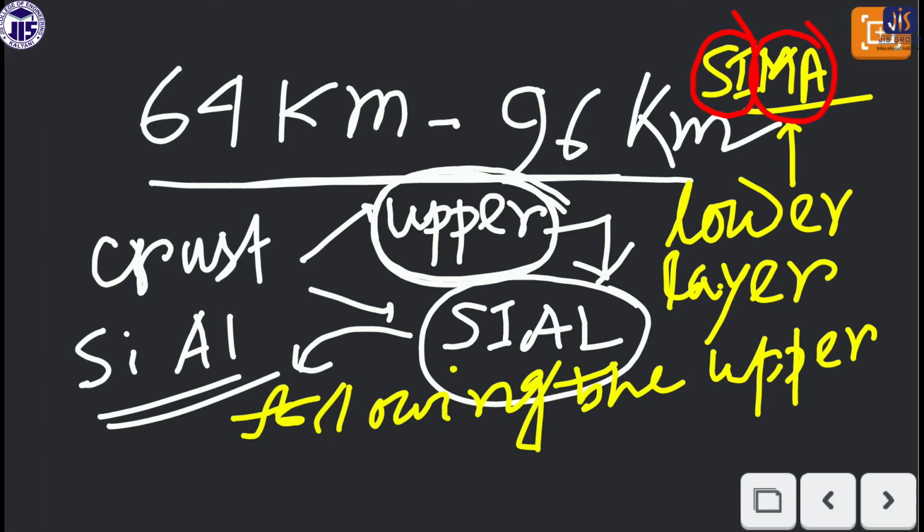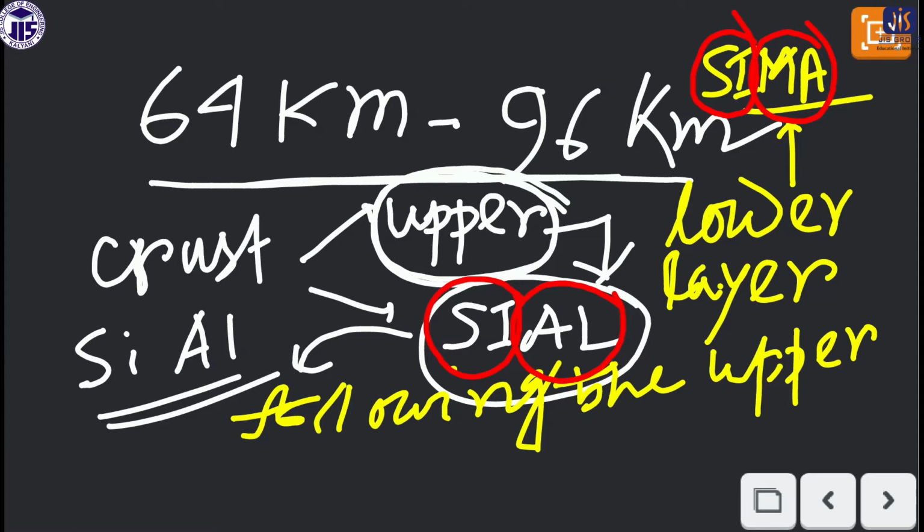Okay, so you have to keep in mind these two terms, SiAl and SIMA, because these two terms are very important for your MCQ purposes. Either what is the full form of SiAl, or what is the full form of SIMA. In the same way, both the mantle and core also have two kinds of layer. One is the upper layer and another is the layer following the upper layer. So this is the rough classification of the lithosphere.